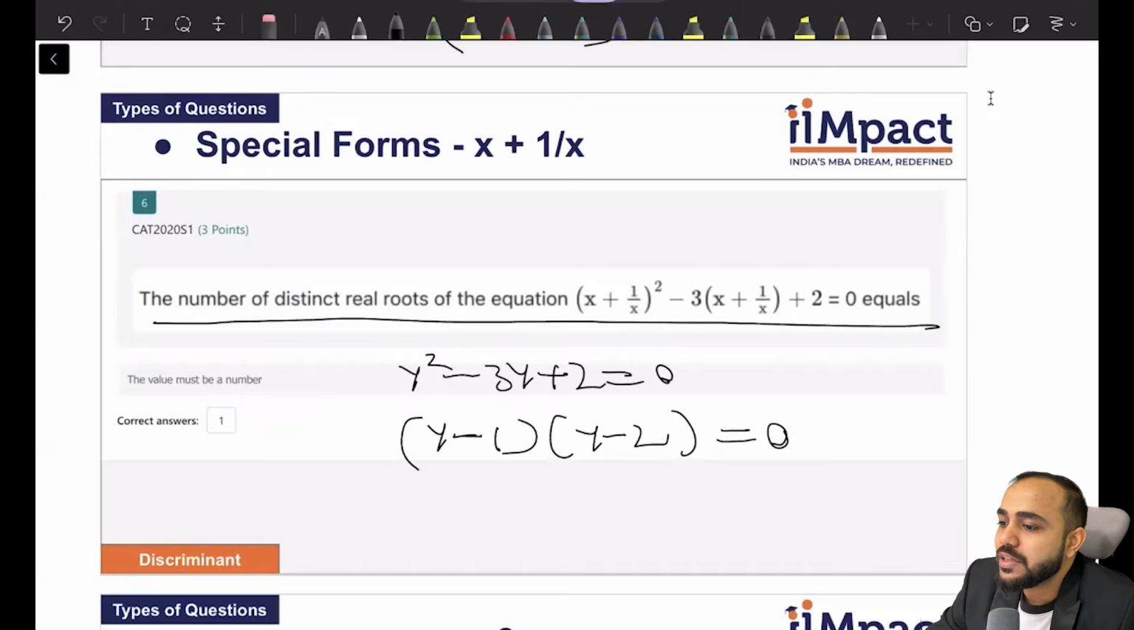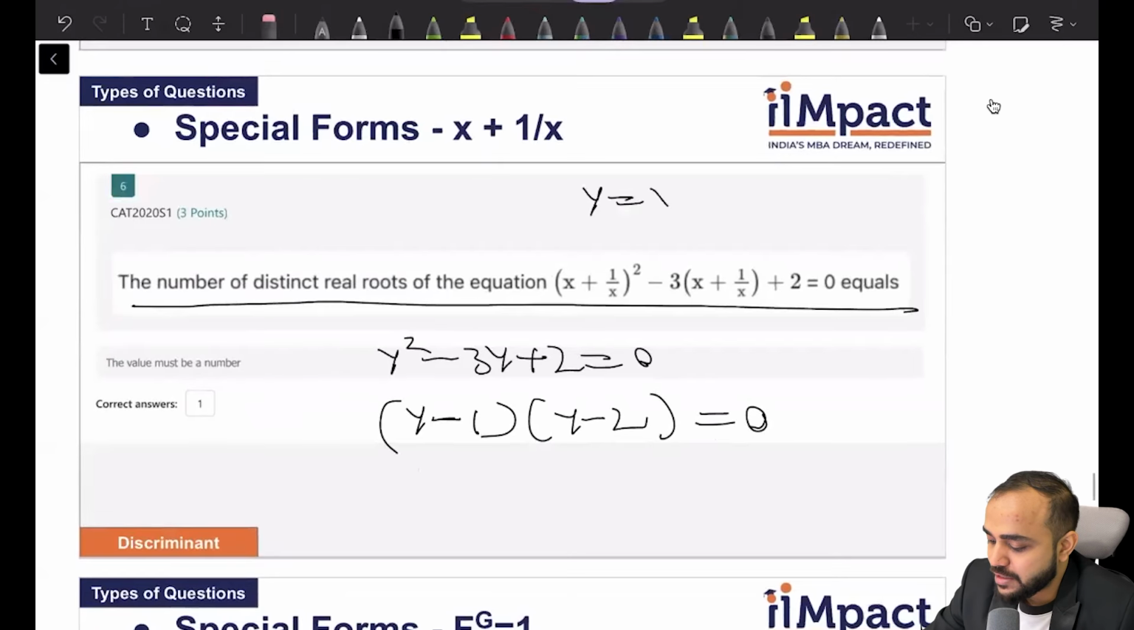What is wrong with that? They want you to think it like that. Because when you took y as x plus 1 by x, does my favorite thing come into the picture?